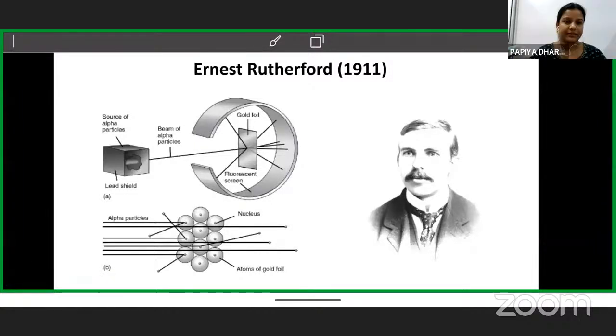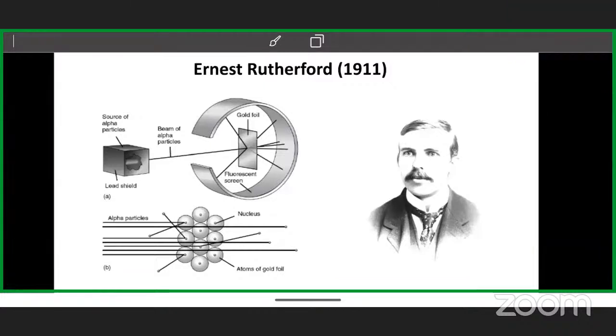Okay, fine. So it was 1911, and somebody put an alpha source in front of gold foil and surrounded it by a fluorescent sheet, and he discovered a nucleus. That was Rutherford. And since then, we all are curious about the structure and functioning of the nucleus.